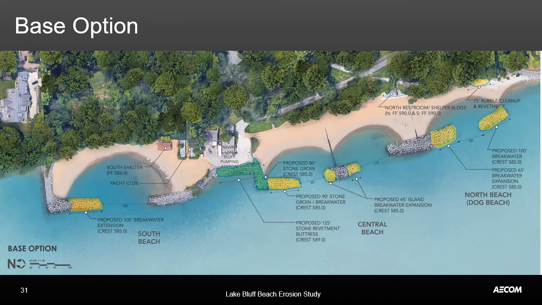This is an illustration of the base option that was developed. You'll see there's a color scheme on here. The yellow construction items are new structures to be placed in the water. That would be the responsibility of the park district. The green items are items that potentially would be the responsibility of the North Shore Water Reclamation District by virtue of their ownership of some of the structures and the land around the pumping station.